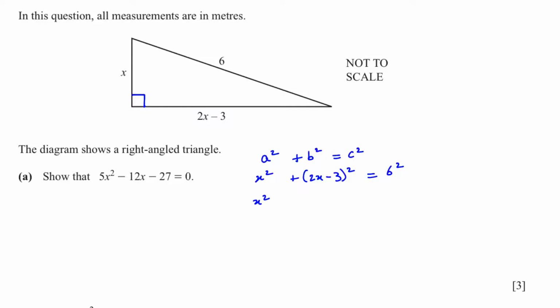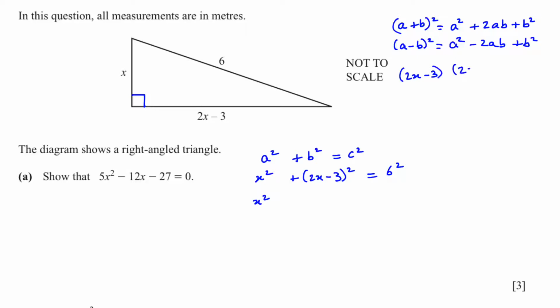Now we have to expand the bracket here. It is very essential that you learn this rule. If you have a plus b squared, when you expand, you will have a squared plus 2ab plus b squared. Algebra is something that you're going to do till your grade 12, and these identities are very useful. If it's a minus, you put a minus here. That's it. But if you don't know this, then you can expand your bracket 2x minus 3 times 2x minus 3.